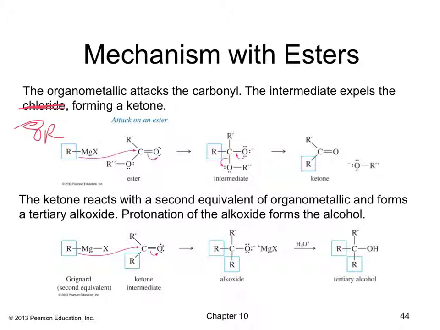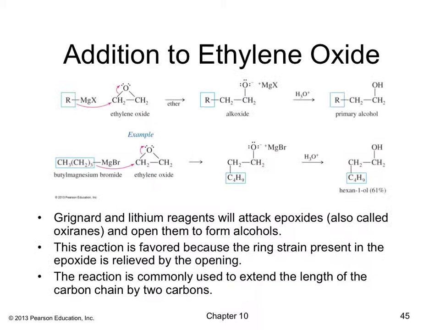Now, the ketone will then react with a second equivalent. Again, electrophilic carbon, electrons from the double bond go to the oxygen, forming the alkoxide. And then this will be protonated by H3O plus, forming the tertiary alcohol.